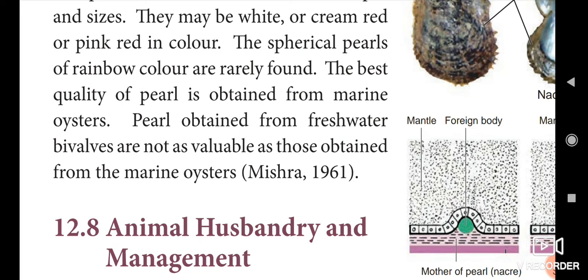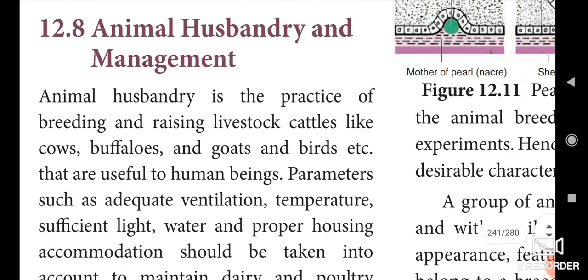So these are the pearl culture and the composition of pearl. Then how do we check the quality of pearl? Only marine oysters produce quality, valuable pearls. Next we see animal husbandry and management.